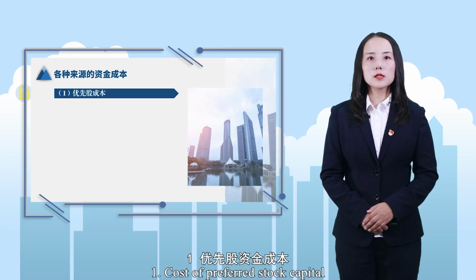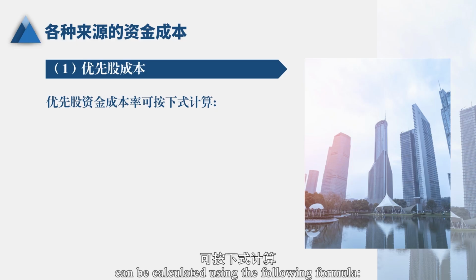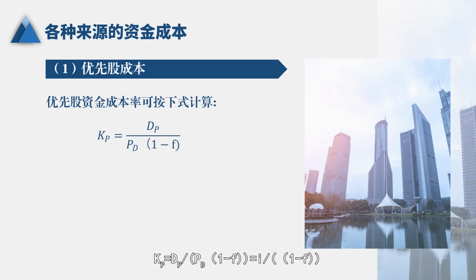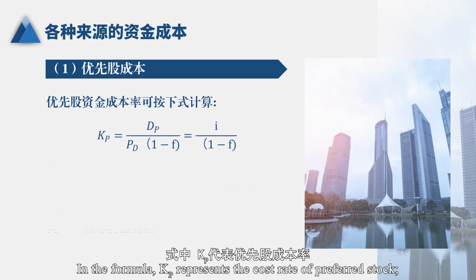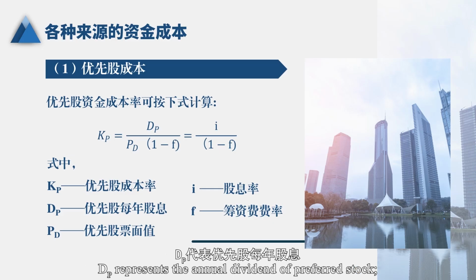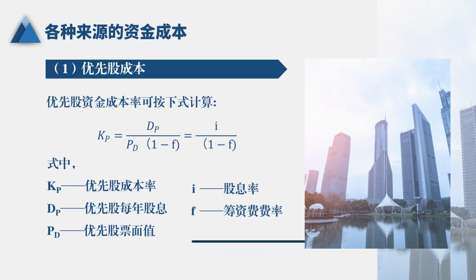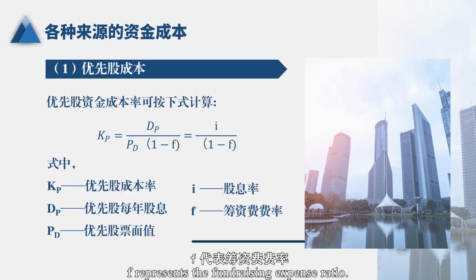First, cost of preferred stock capital. The cost rate of preferred stock capital can be calculated using the following formula. K_P equals D_P over P_D multiplied by (1 minus f) equals i over 1 minus f. In the formula, K_P represents the cost rate of preferred stock. D_P represents the annual dividend of preferred stock. P_D represents the par value of preferred stock. i represents the dividend rate. f represents the fundraising expense ratio.